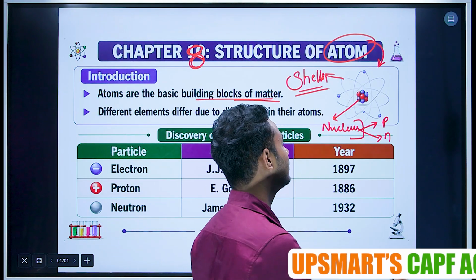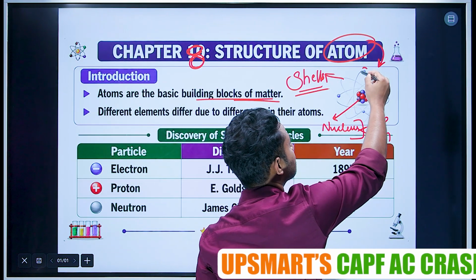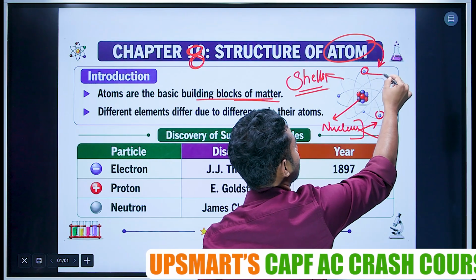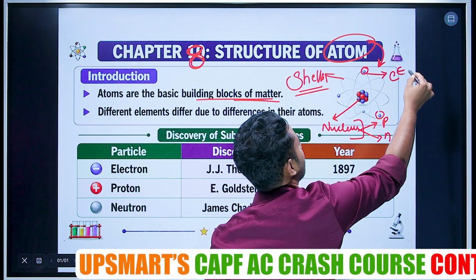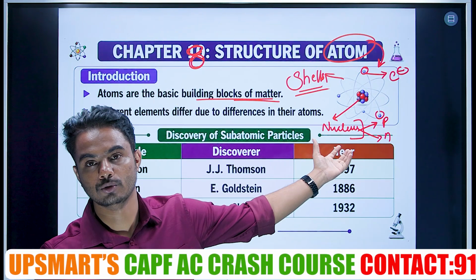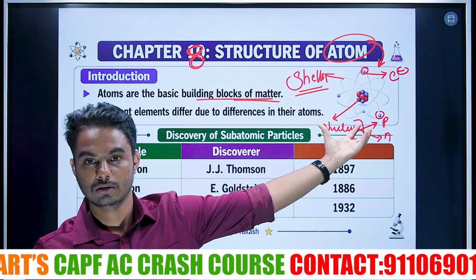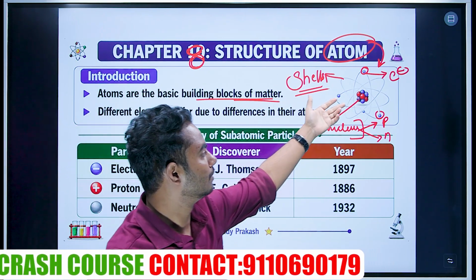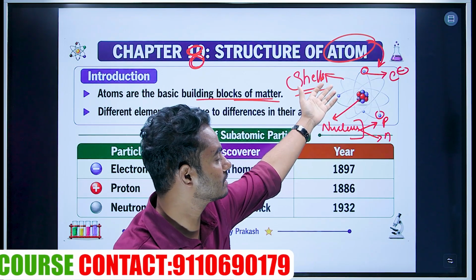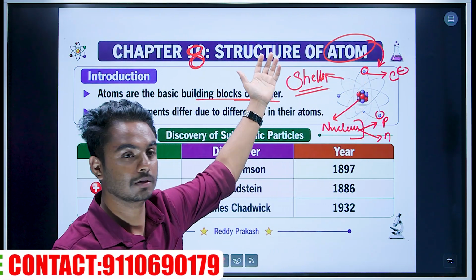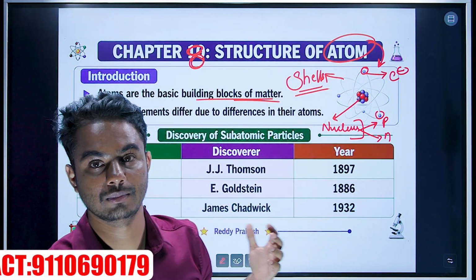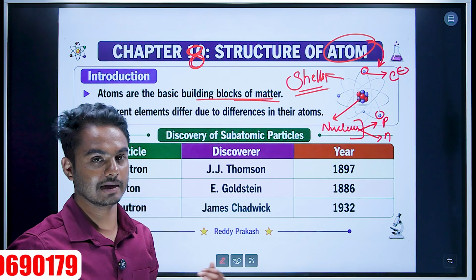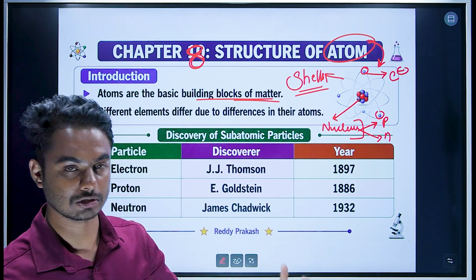And where will the electron be? Electron will revolve around in the shells. These are the electrons. Proton and neutron are in the nucleus. Shells will house the electrons. So nucleus, rings or shells, electrons, protons, neutrons. This is the structure of atom. Understood? We'll discuss all these things again in detail. I am giving a brief introduction.